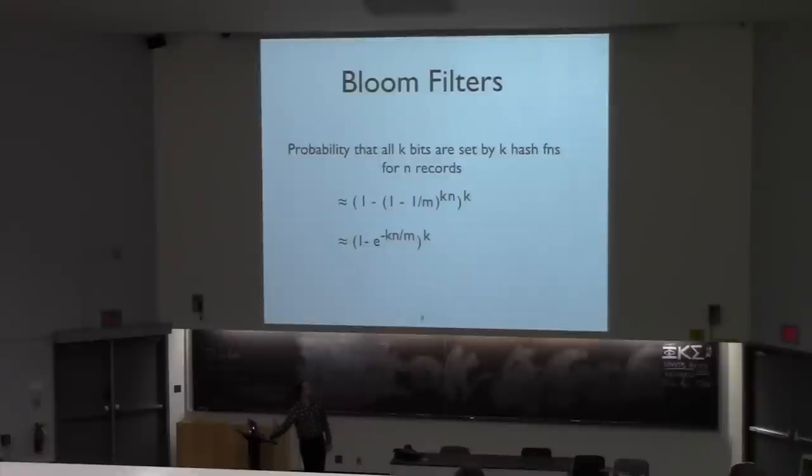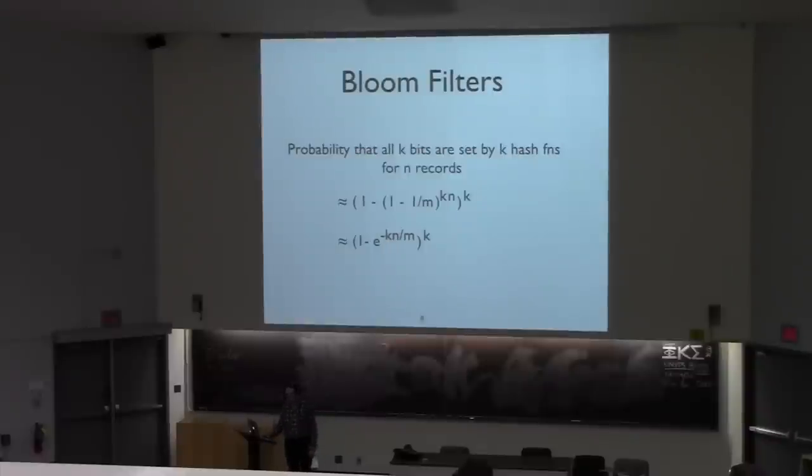Okay, so the math behind this is still fairly nasty, so I'm not going to go through the precise math for this. But this is the approximate probability that I get a false positive, and what I'm interested in is minimizing the chance of a false positive. I'd like to come up with some input parameter that minimizes this probability.